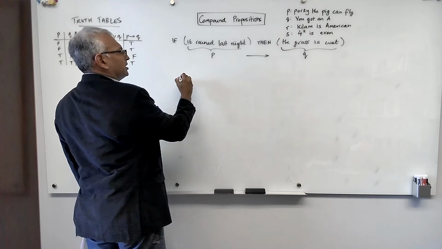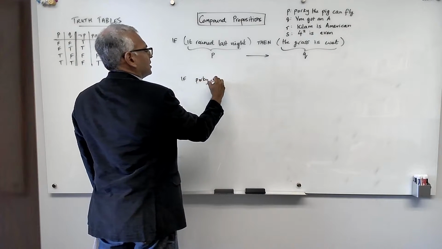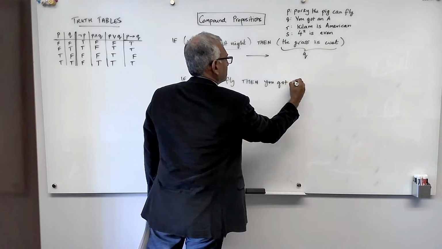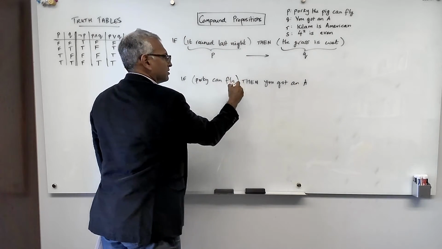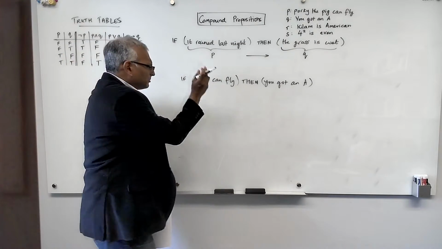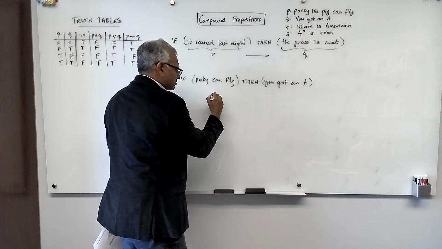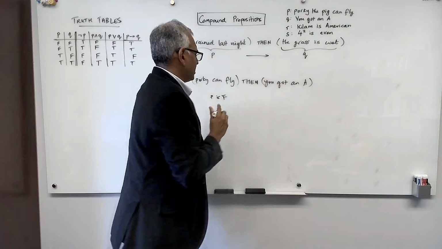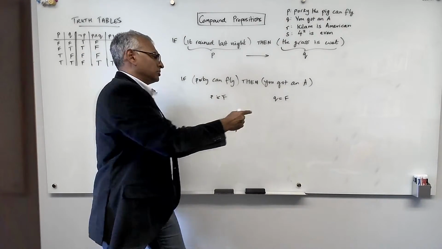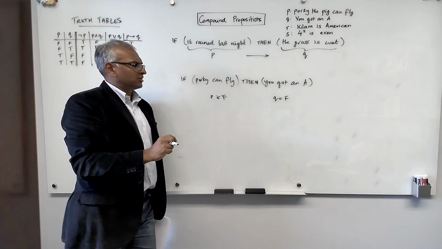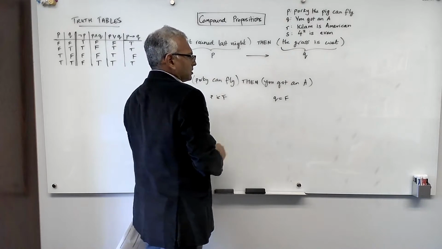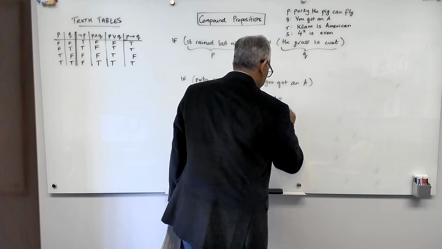So P implies Q over there. If Porky can fly, then you got an A. We claimed this at the beginning of this lecture as an implication that would confuse many people, who would argue as follows: well, clearly Porky cannot fly, so this is false. So P is false, therefore I cannot get an A, therefore Q is false. But remember, when P is false, you cannot conclude that Q is false. That's one of the situations where you cannot infer. So this is false, and Q can be true or false.